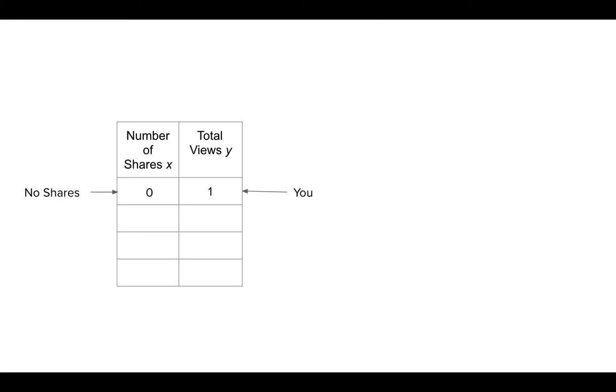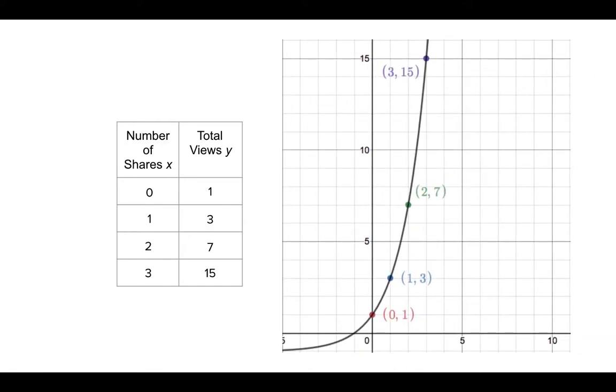I start with 0 because we didn't share it with anyone yet, and it has one view. Then we have our first share, with 3 total views. The second share ends up with 7 total views. And then finally, 3 shares with a total of 15 views. Now, a table is essentially a collection of ordered pairs, so I can take those ordered pairs and graph them. Here's what this graph looks like. That's an exponential function.